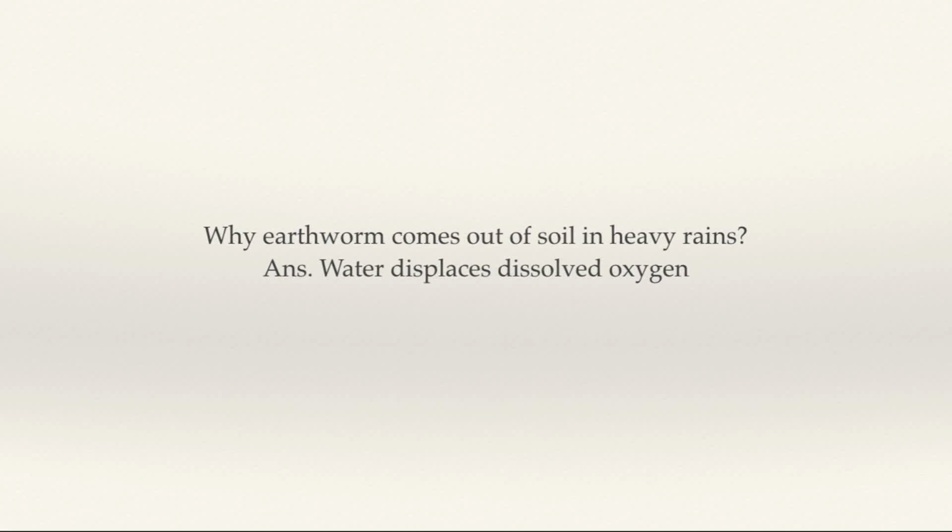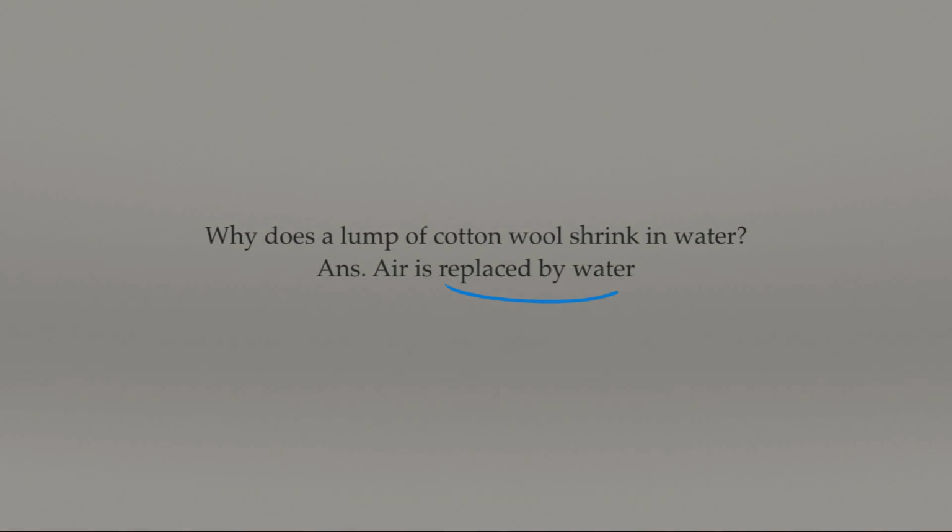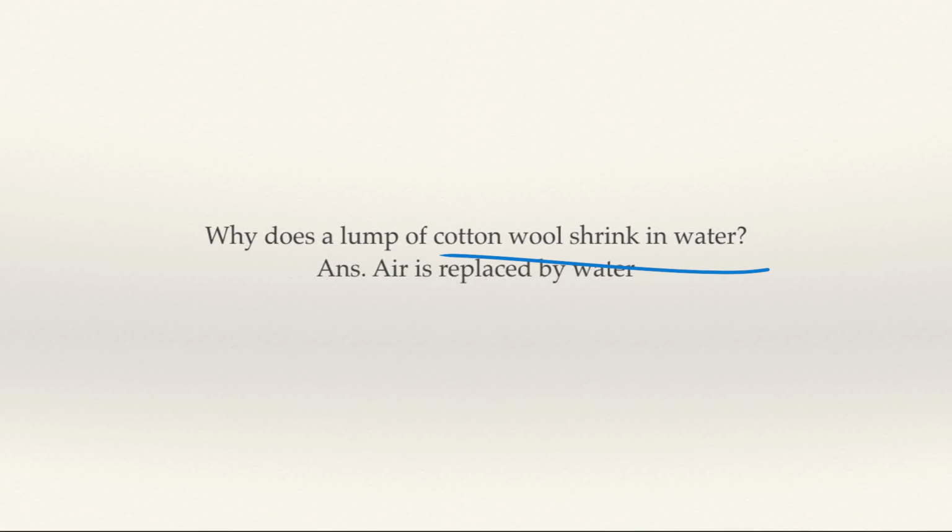Now why do earthworms come out of soil in heavy rains? Because water will displace dissolved oxygen, and hence they have to come out, they have no option. Now how will you show that air is dissolved in water? Just boil it and you will see bubbles of air coming out. And why does a lump of cotton wool shrink in water? Because the air which is present is replaced by water, that is why it shrinks.